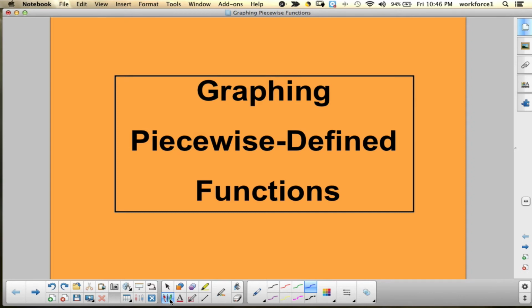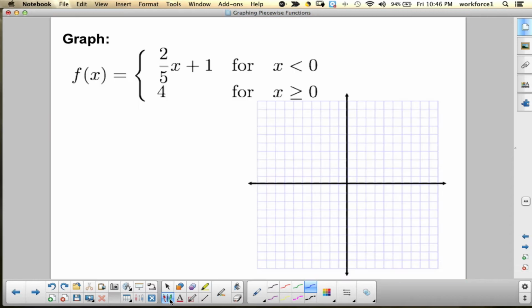In this presentation, I'm going to go over some examples and show you how to graph piecewise defined functions. In our first example, we have a piecewise function.